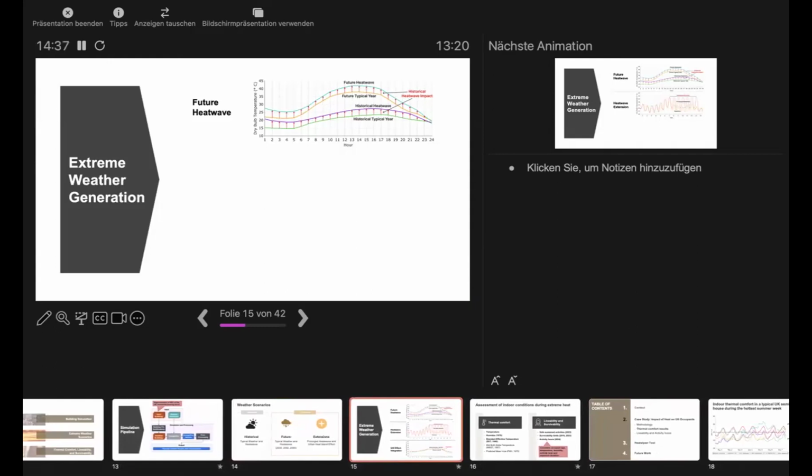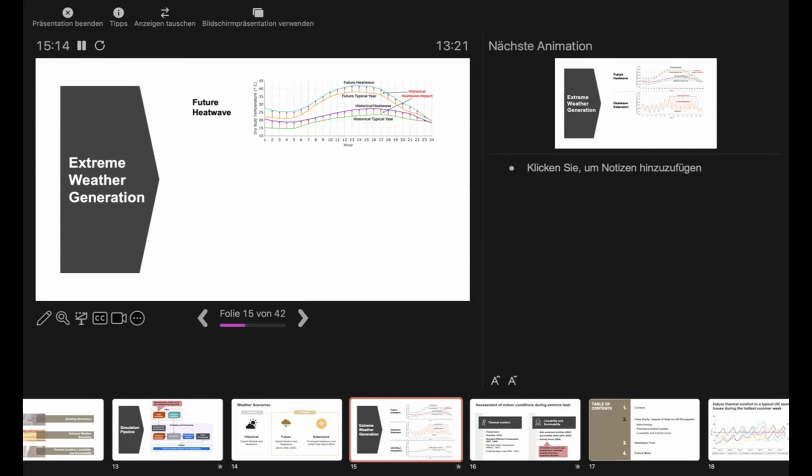heat waves. So for the future heat waves, what we did is we used three types of weather files that we have, which are historically typical years, historical heat wave data, and these projections for future typical years. And we then created these future heat waves. And for this, we assumed that the impact that historically a heat wave has had on the typical conditions is comparable to the impact that a future heat wave would have on the weather variables of a future typical year. So in one of these weather files, we have a lot of different weather variables.